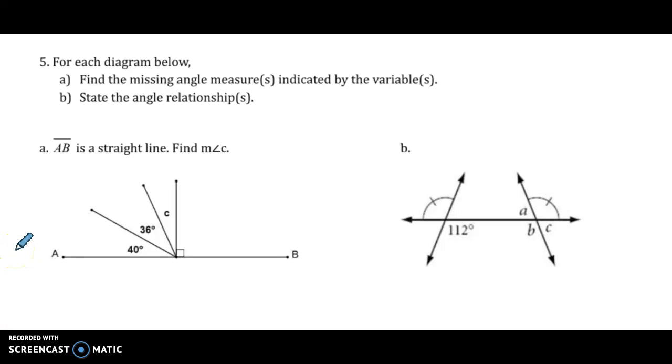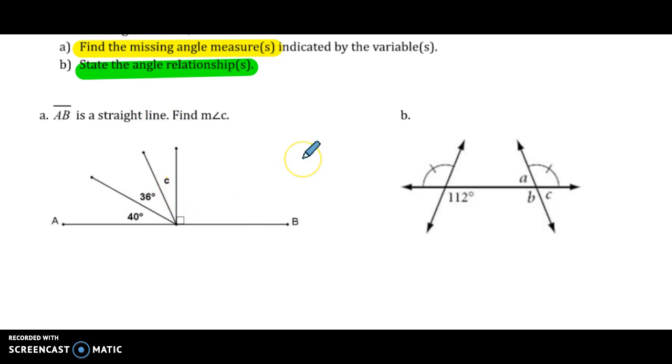This is Unit 2, Practice 1, Question 5. So in the diagram below for each one, find the missing angle, or angles, and state the angle relationship used. There may be more than one. So let's look at this first one down here. AB is a straight line. Find the measure of angle C.